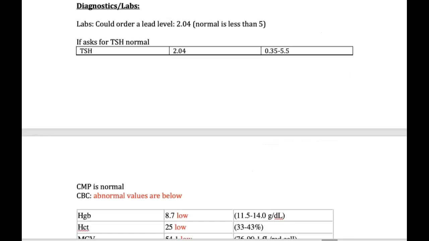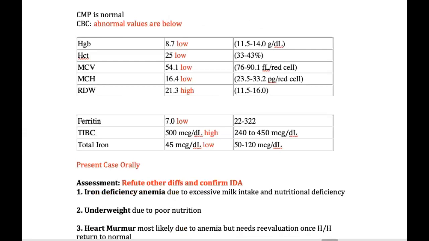If you're worried about lead exposure, you could order a lead level, and it was 2.04. Normal is less than 5. If you were thinking hypothyroidism, his TSH was within normal limits. The CMP was normal, and a CBC was normal other than the values below. So let's talk about these abnormal CBC values.